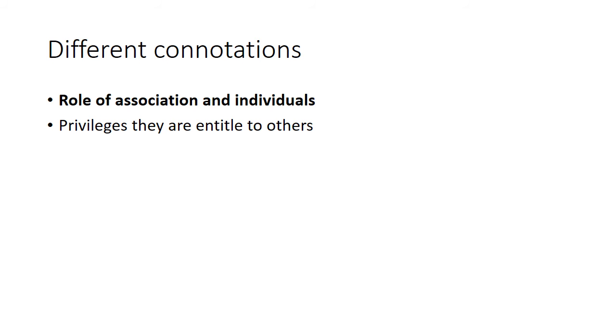Now let's see some different connotations of liberty. If you see liberty in the context of the role of associations and individuals, it is a privilege they are entitled to against others. That is, the rights they could exercise. For example, if somebody wants to go outside his home, he must be allowed to do so. That's his liberty. And if he wants to join a profession or any lawful association, he should be allowed to do so, and if he is allowed, that's his liberty.